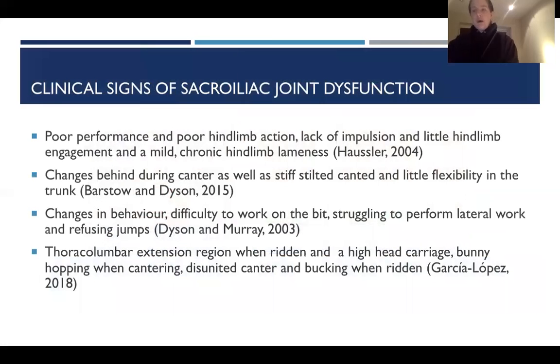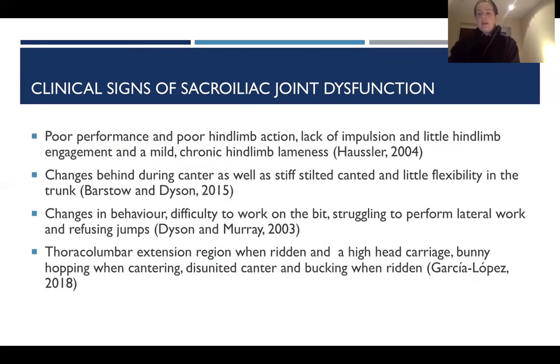The most commonly reported sign of sacroiliac joint disease in horses is poor performance and poor hind limb action, lack of impulsion, failure to engage the hind limbs, and a mild chronic hind limb lameness. Barstow and Dyson found horses generally change behind during canter and have a stiff, stilted canter. Poor hind limb impulsion and poor flexibility of the trunk are also common signs.